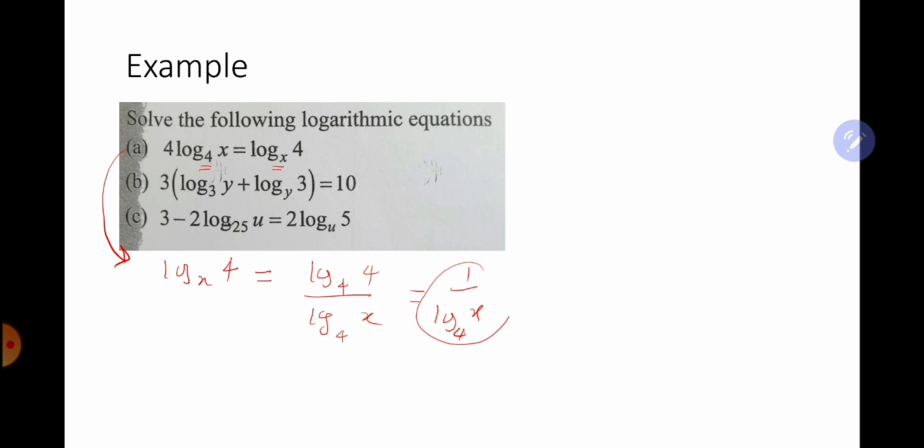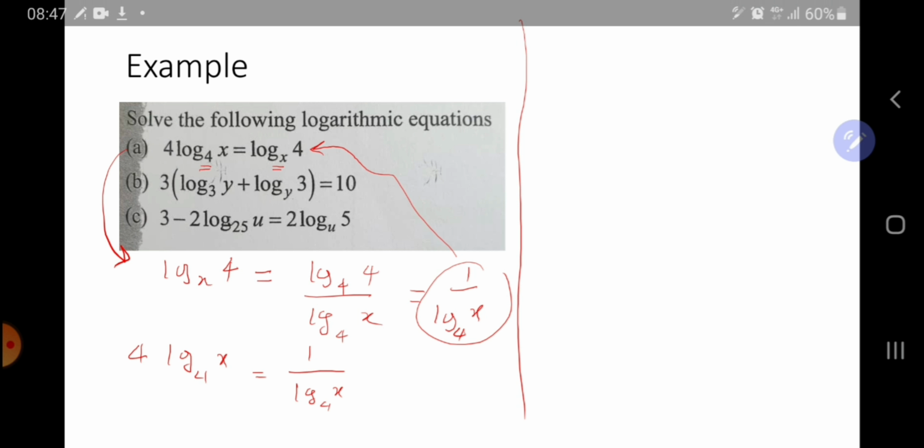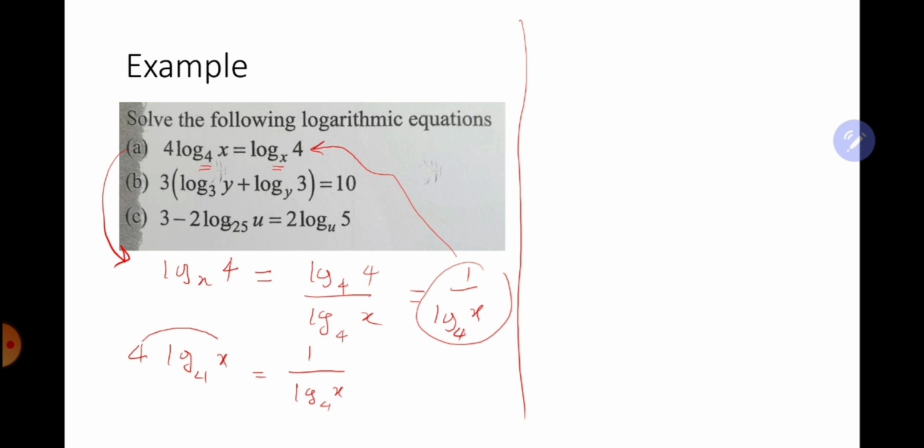Right, so kita plug in this one inside this. Okay, so we will get 4 log x base 4 equals to 1 over log x base 4. Okay, so kita nak solve the x kan. Okay, sama sebelah sini. So here you boleh rewrite this as log 4 x power 4. Oh, tak lah. Okay, so this one you boleh multiply here. So you akan dapat 4 log x base 4 times log x base 4 equals to 1.